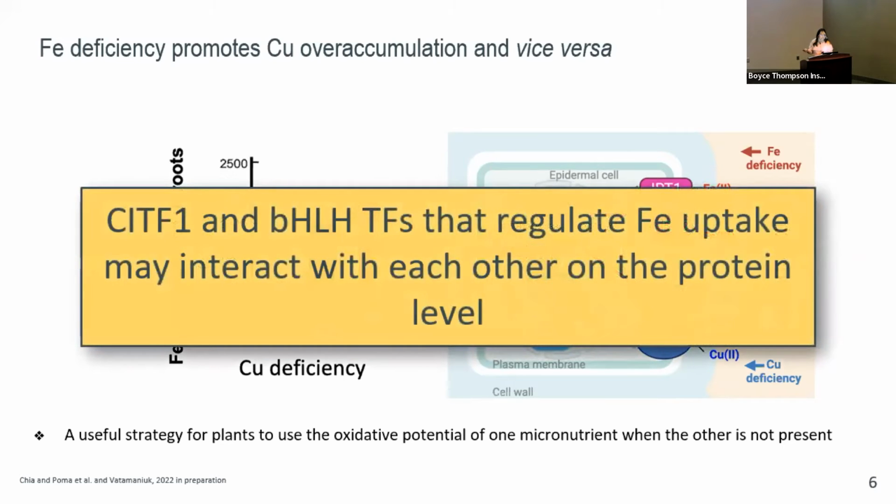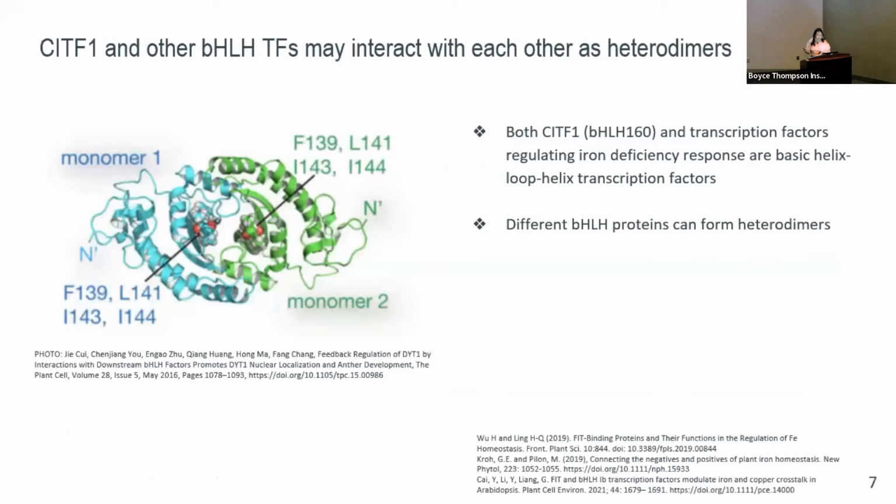So CYF1 and BHLH transcription factors that regulate iron uptake may interact with each other on the protein level. And we have further reason to believe that CYF1 and these transcription factors may interact with each other because they are part of the basic helix loop helix family. Members of this family can form homodimers, as shown on the left here, but different BHLH members can form heterodimers. Therefore, it's very likely that CYF1 and another BHLH transcription factor can have protein level interactions.